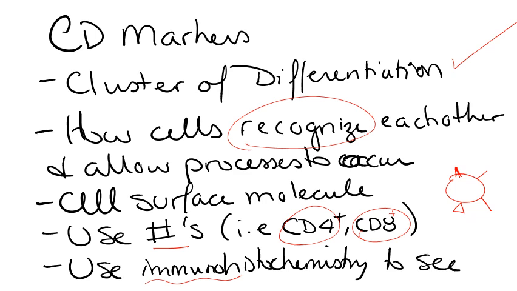So in order to see different cells, we use a process called immunohistochemistry, and what that is is that antibodies are going to bind to these CD molecules on the cell surface, and they're actually going to light them up, so that way we can sort them out, we can see them in fluorescence, so that way we can identify different cells.